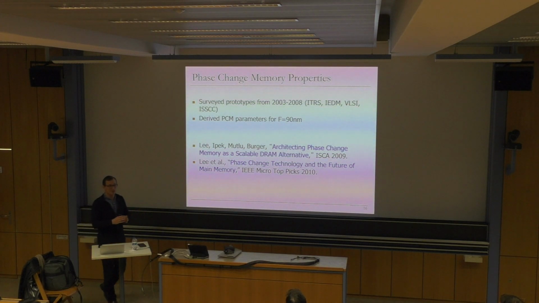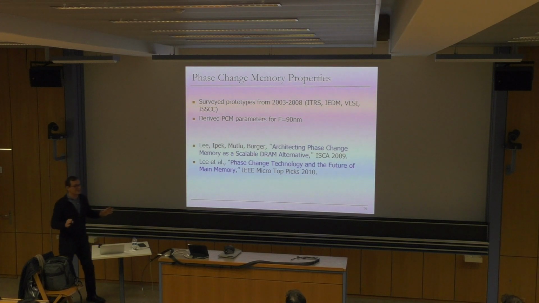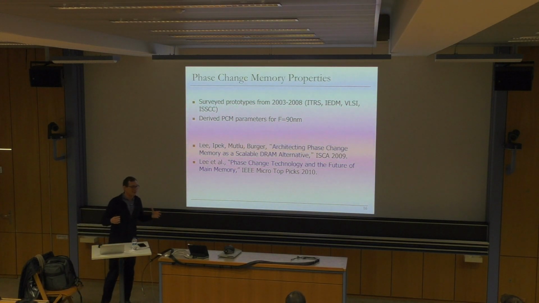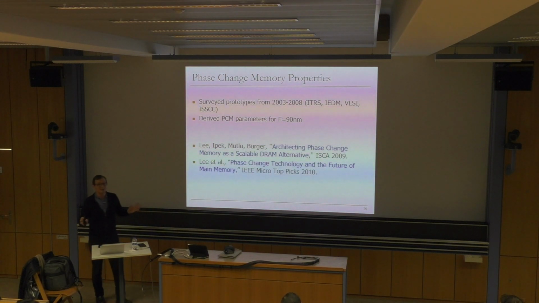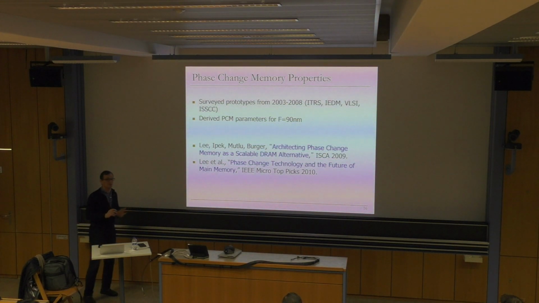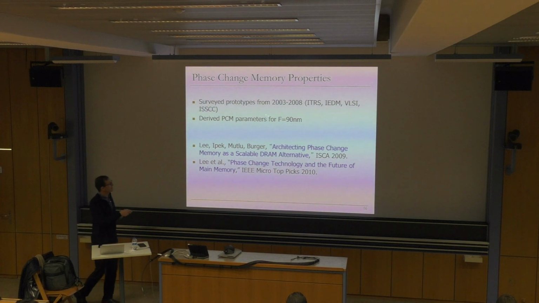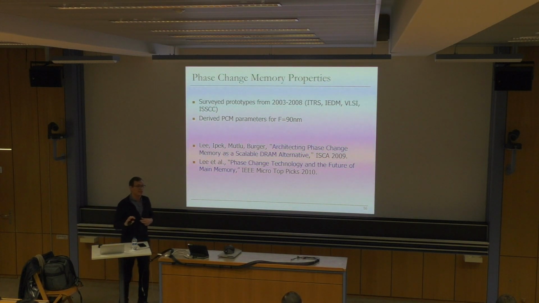And these prototypes all disagree with each other, it turns out. There's some agreement, but a lot of them have disagreement, and a lot of them have information that we're looking for, but they don't provide that information for whatever reason. Either they don't have it, or they cannot provide it for some reason. So we surveyed prototypes from 6 years over here, and we tried to derive parameters for phase change memory for a feature size of 90 nanometers.